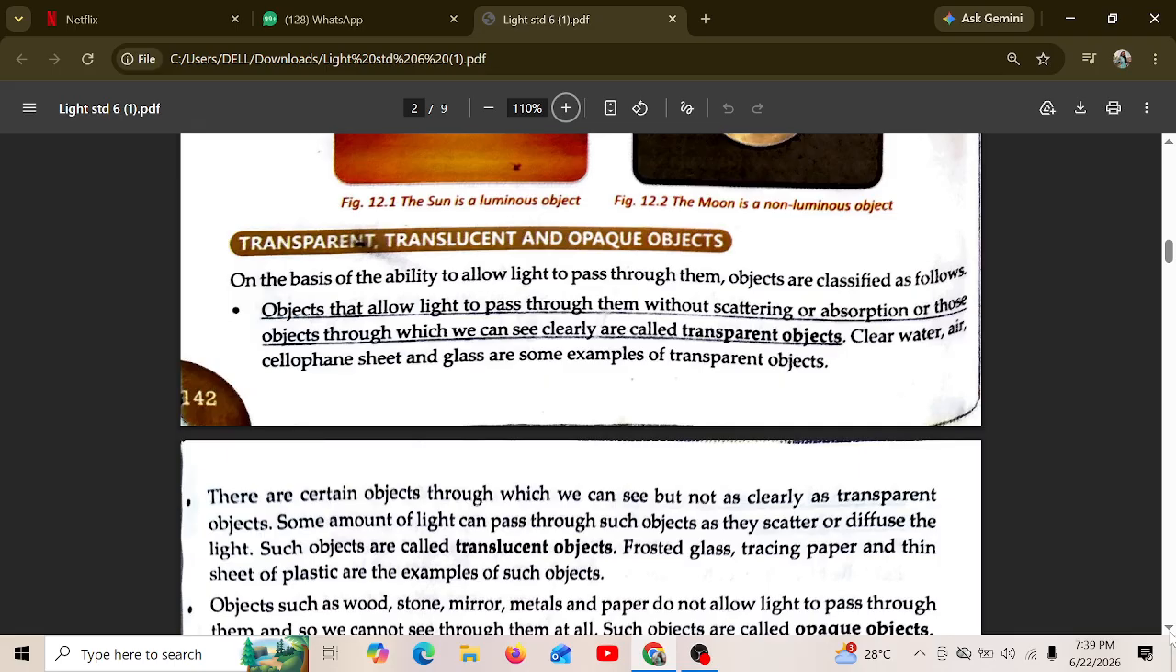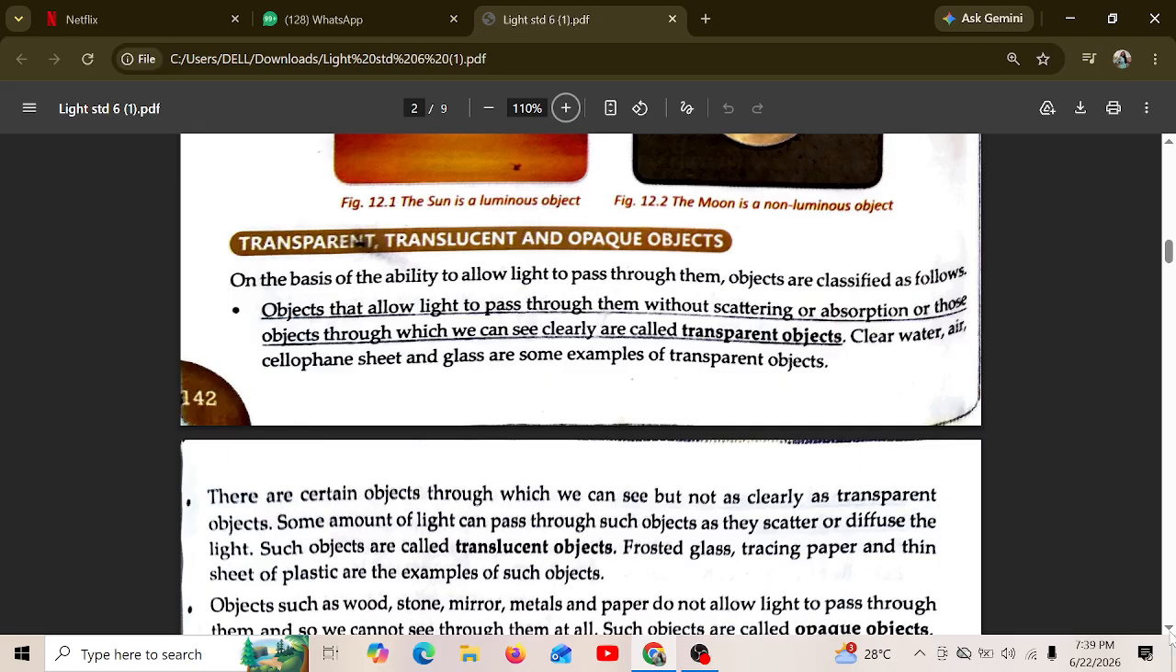And the objects which are partially allowing light to pass through them are considered to be translucent objects, and the objects which are not at all allowing light to pass through them are considered to be opaque objects.